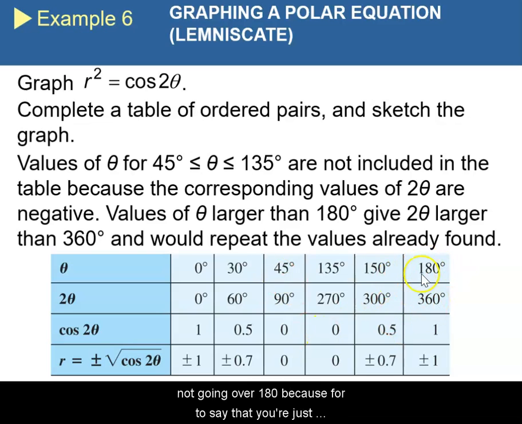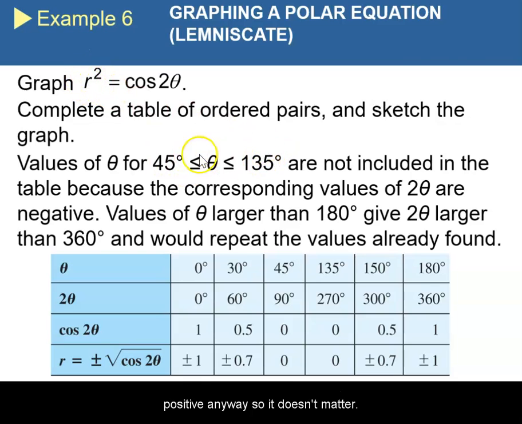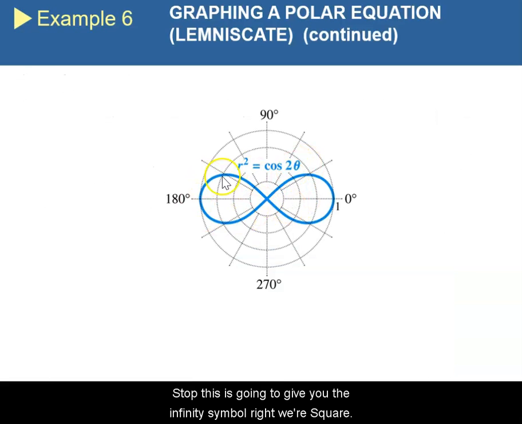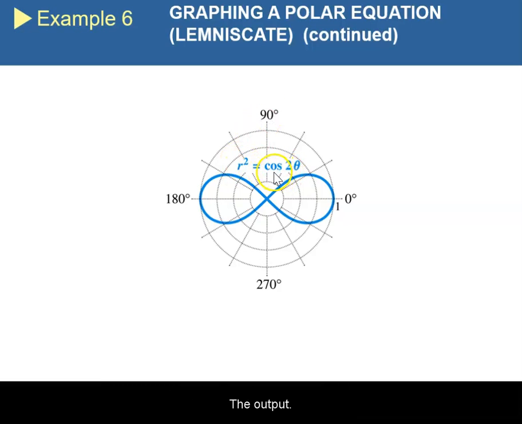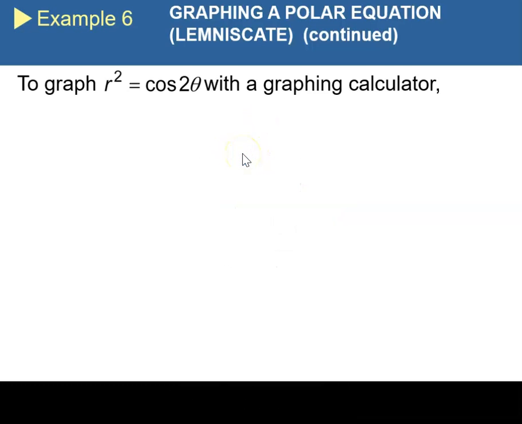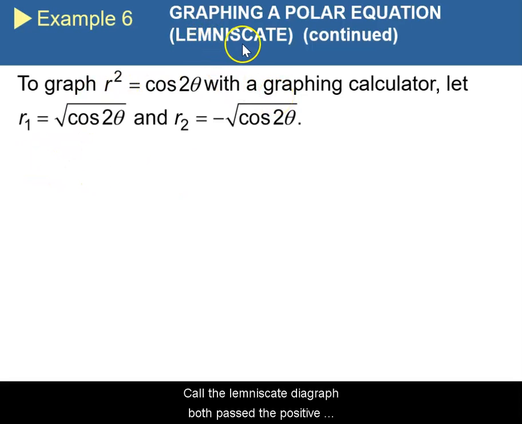So they're not going over 180 because for 2 theta you're just gonna double those values, right? And so in between this portion of it, you're basically on the positive and the negative side of being squared. So when you square it, it comes out positive anyway, so it doesn't matter, okay? So this is going to give you the infinity symbol, right? If we're squaring the output that we get, okay? So if we want to graph this, it's called the lemniscate, okay?